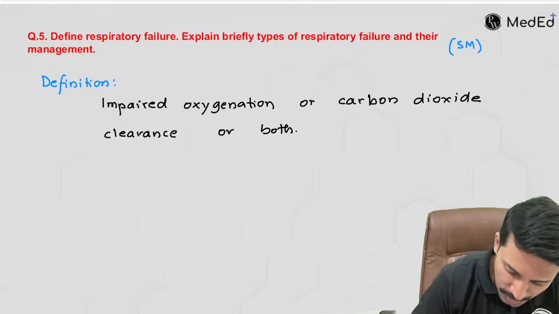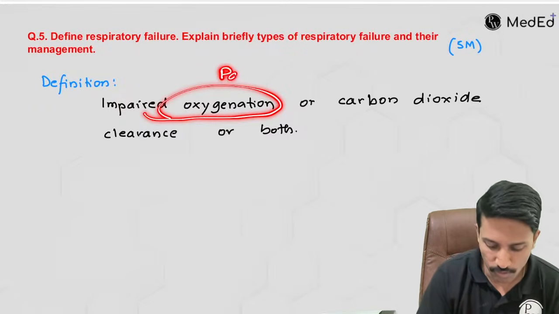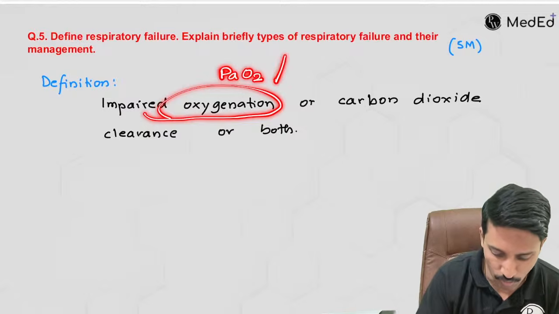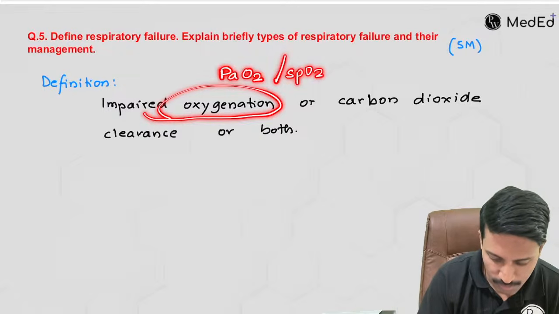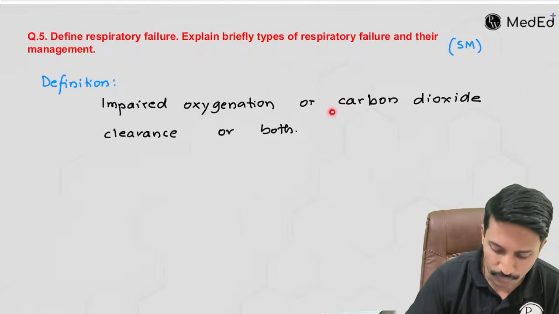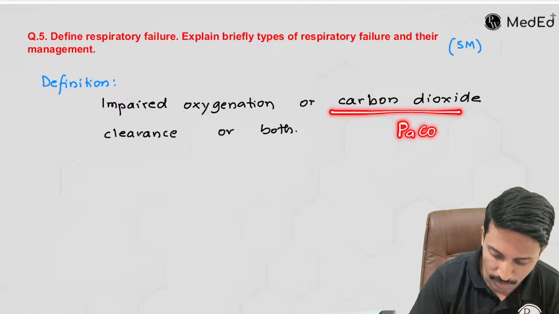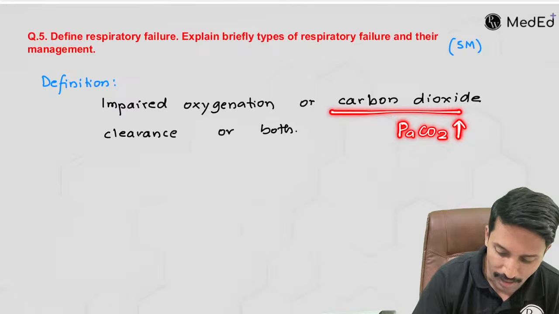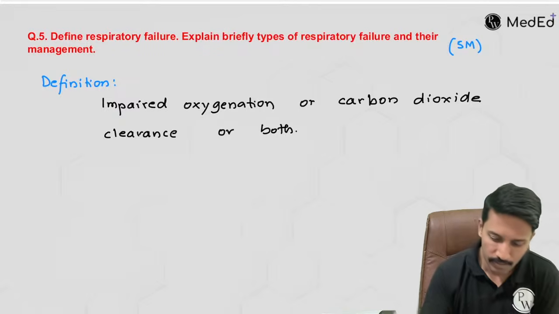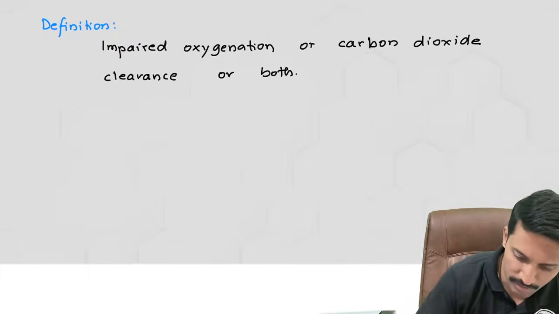If oxygenation failure has happened, then in that case, the blood oxygen levels will be low, right? What we call as partial pressure of oxygen, or your saturation of oxygen, SpO2, will be low. And in case of carbon dioxide clearance failure, blood carbon dioxide, that is partial pressure of carbon dioxide in the blood, will be high, right? Okay.